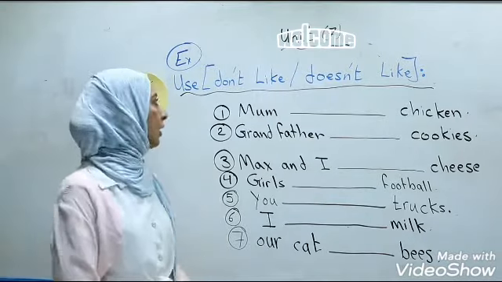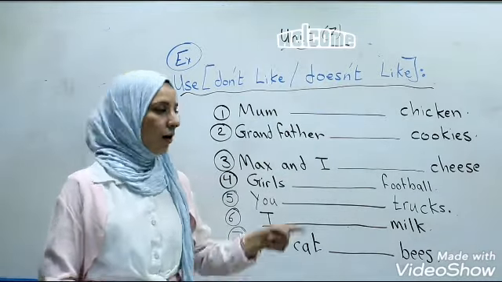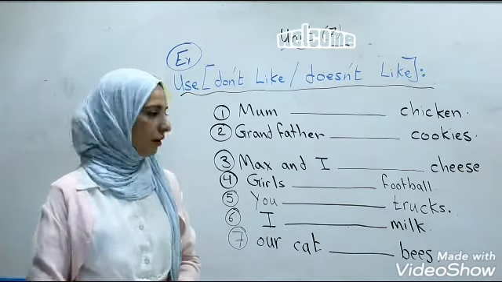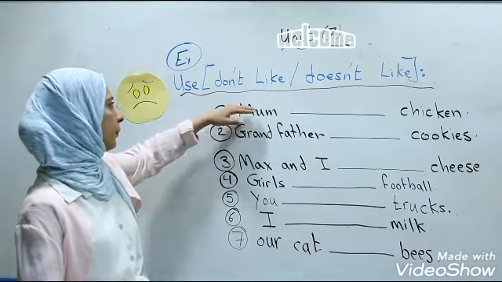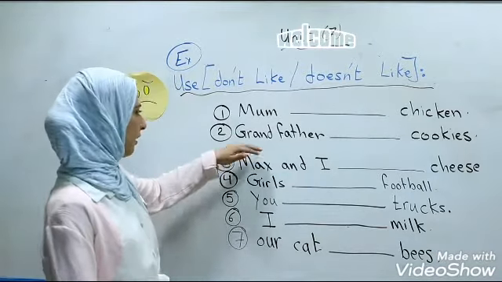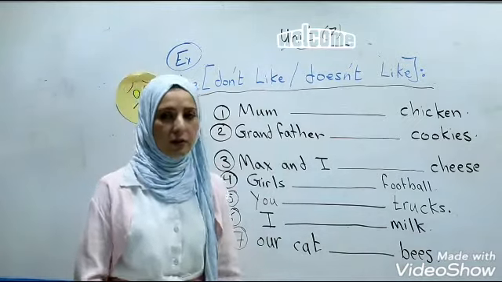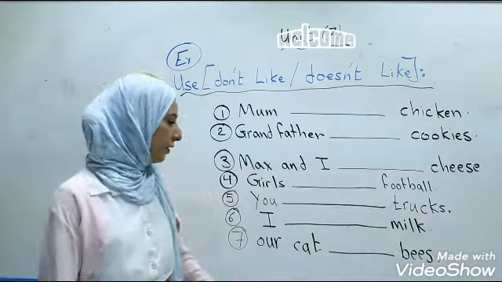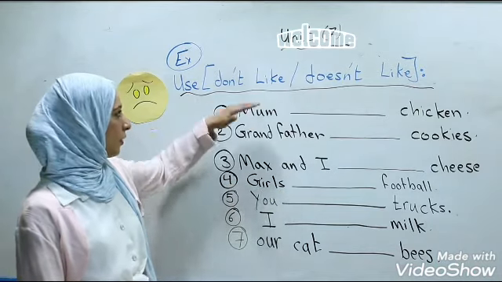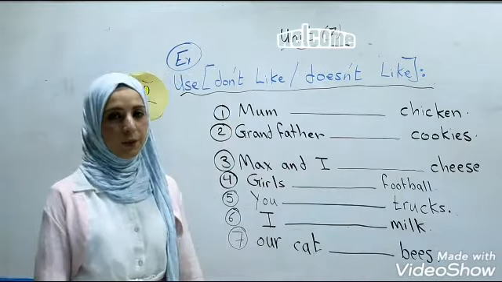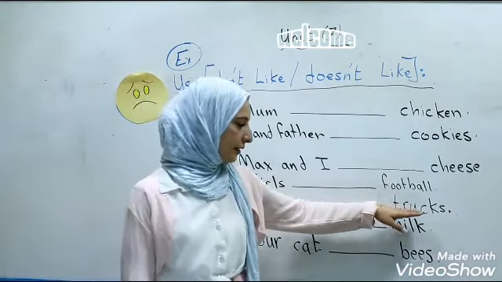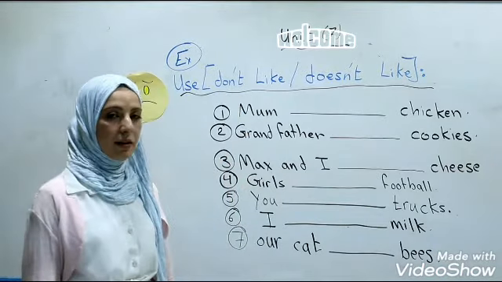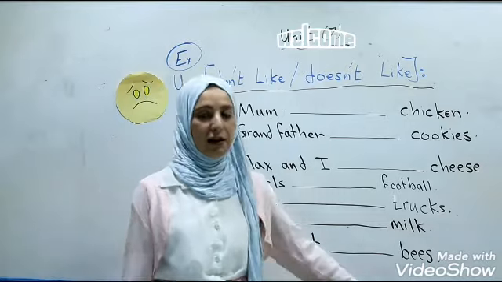Read this example. Use don't like or doesn't like to complete these sentences. I will give you time to do it. Mom, don't like or doesn't like chicken. Grandfather, don't like or doesn't like cookies. Max and I, cheese. Girls, don't like or doesn't like football. You, I, don't like or doesn't like milk. Our cat, don't like or doesn't like peas.